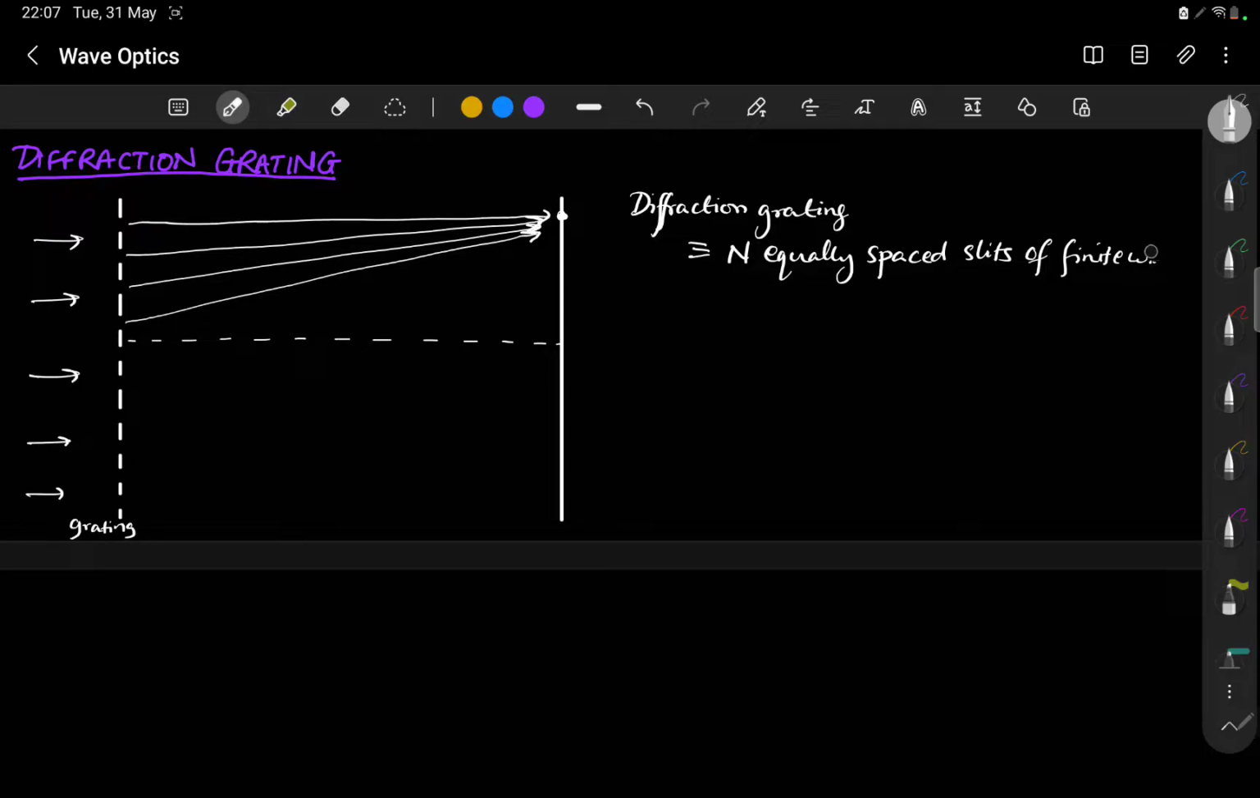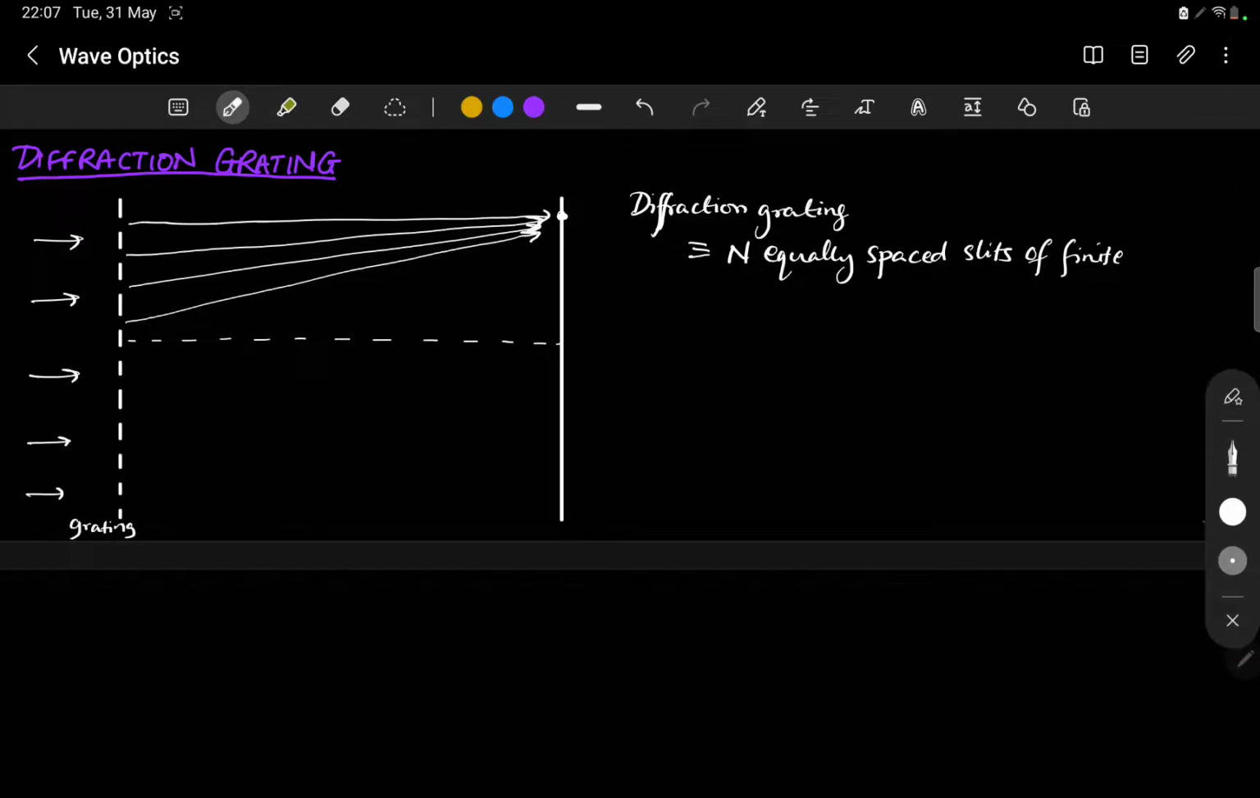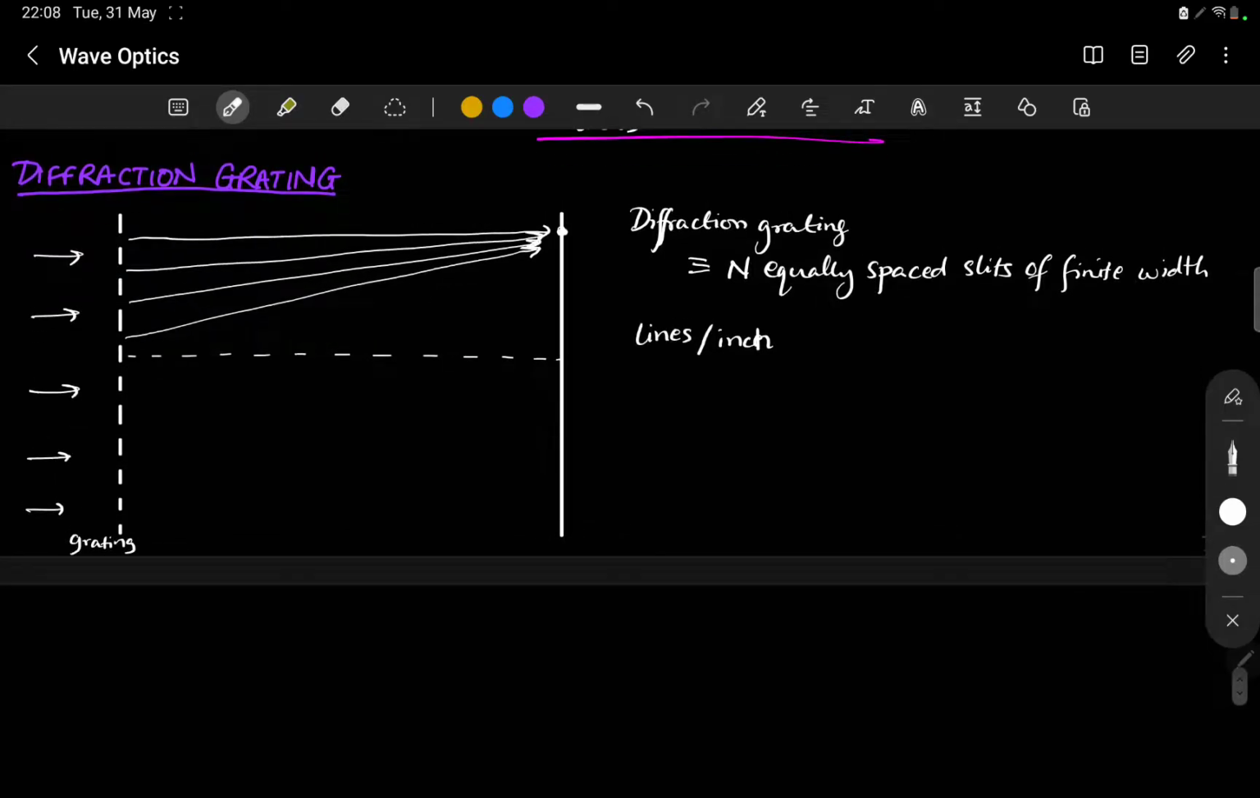So unlike the double slit experiment in which we considered point-sized slits, in diffraction grating we will consider that these slits are having finite width. So diffraction grating is typically characterized by a parameter which is basically lines per inch or centimeter. So what does this tell us?